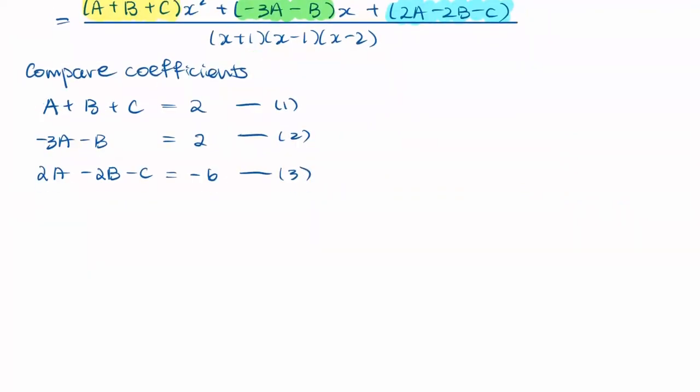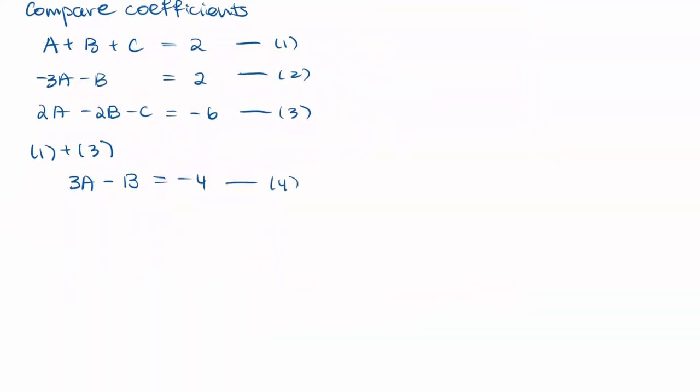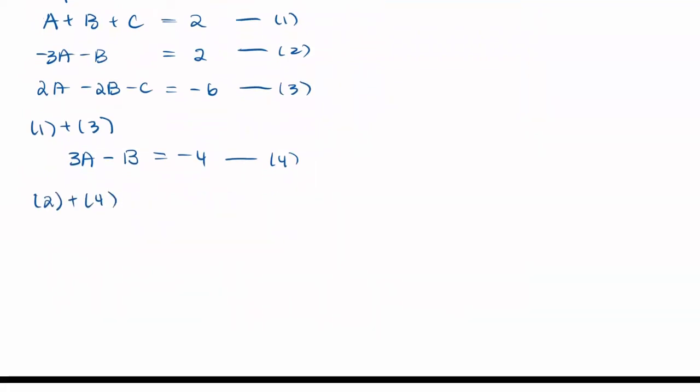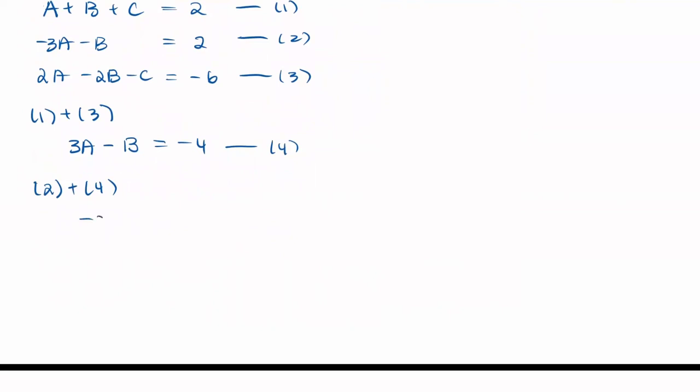So I'm going to add the first equation and the third equation, so if I do 1 plus 3, then that means I would have 3a minus b, and this is equal to negative 4. So I'm going to call this equation now equation 4. Now I'm going to add equations 2 and 4 together. So then I could just have negative 2b to be equal to negative 2. So that means b is going to equal 1.